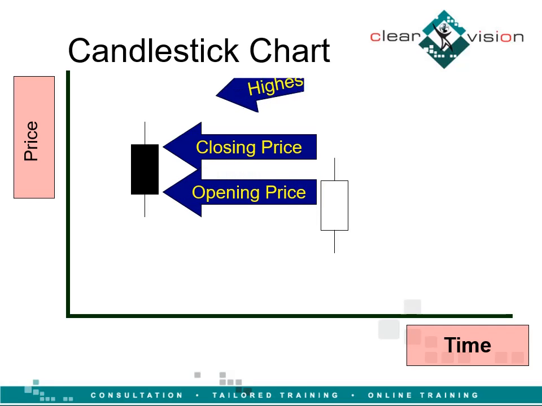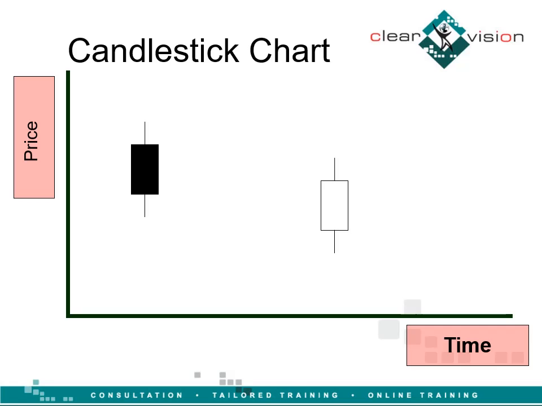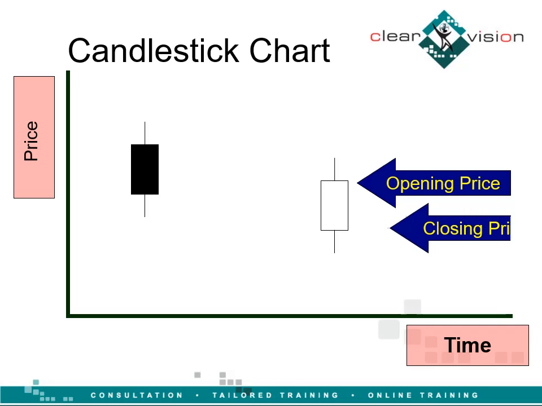The highest point in the stick represents the highest price reached during the period, and the lowest point in the stick represents the lowest price reached. For the empty candle, the highest point of the candle will represent the opening price, and the lowest point in the candle will represent the closing price.